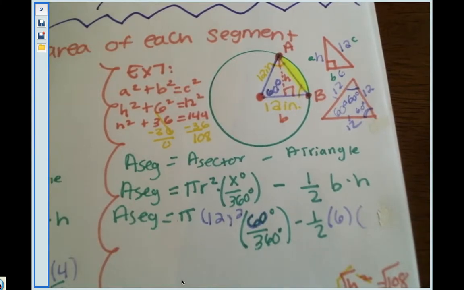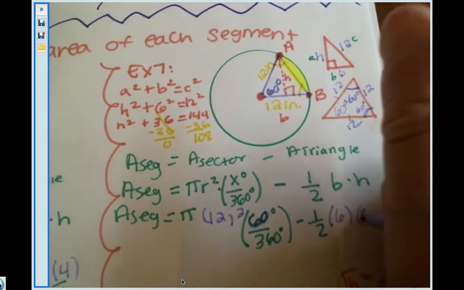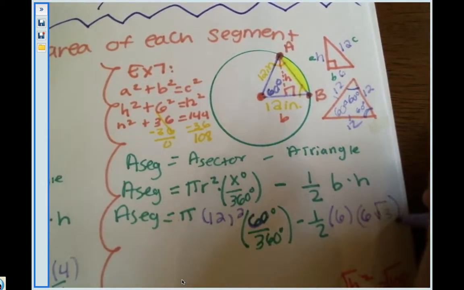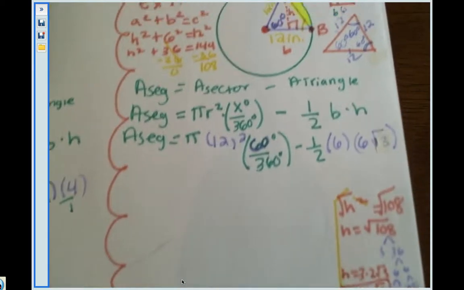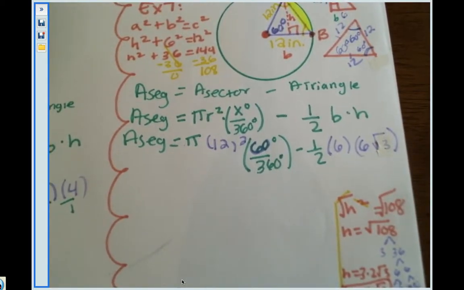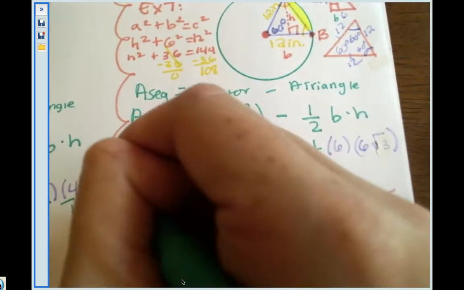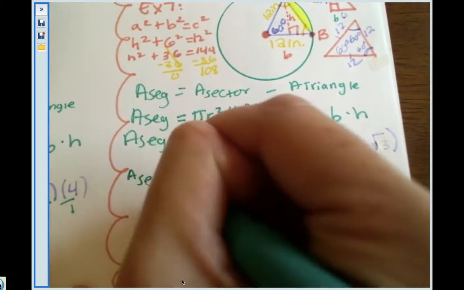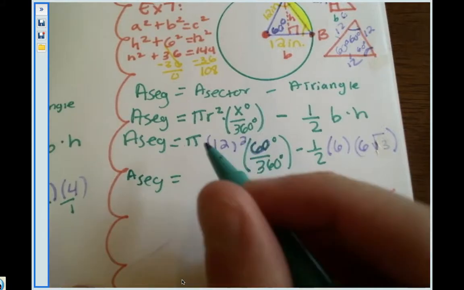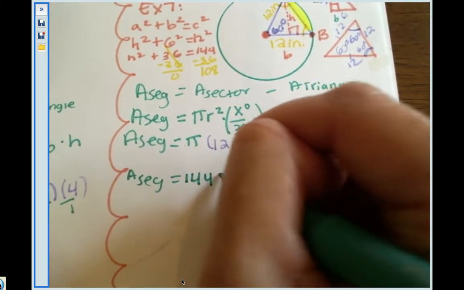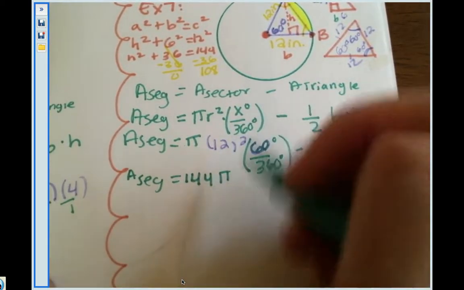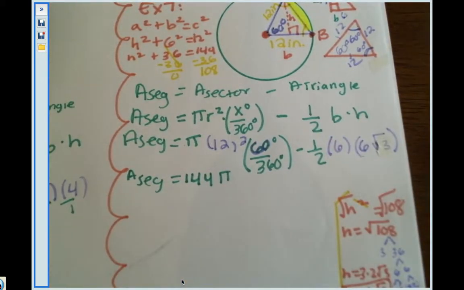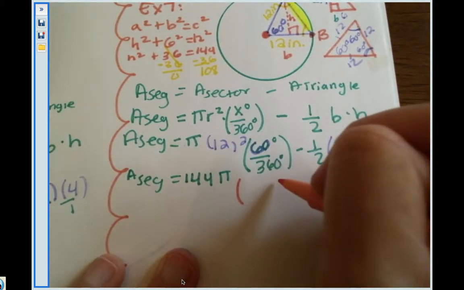So my height is 6 root 3. So now I can actually get on with this problem. We went off on a little side tangent to find the height. Okay, so let's simplify, you guys. Then we'll be done. So the area of the segment equals 12 squared, which is 144 pi. I'm going to go ahead and reduce this fraction down to help me out so I can save some space, since I was not smart and didn't leave a lot of space.